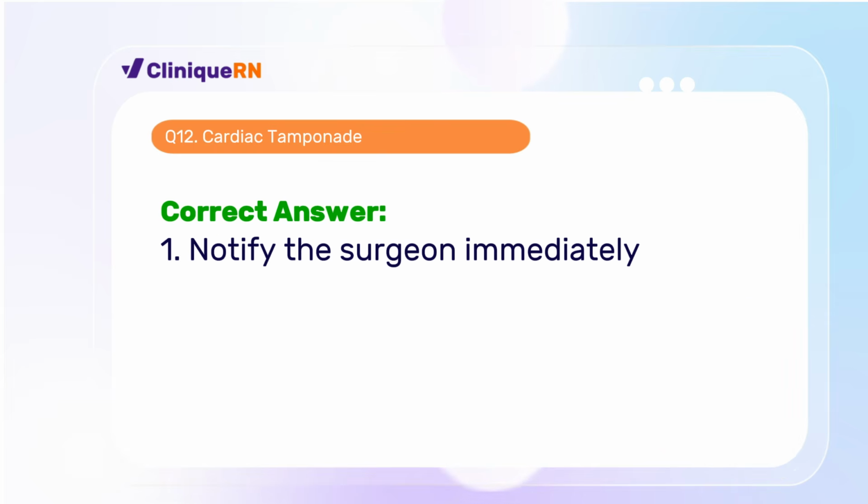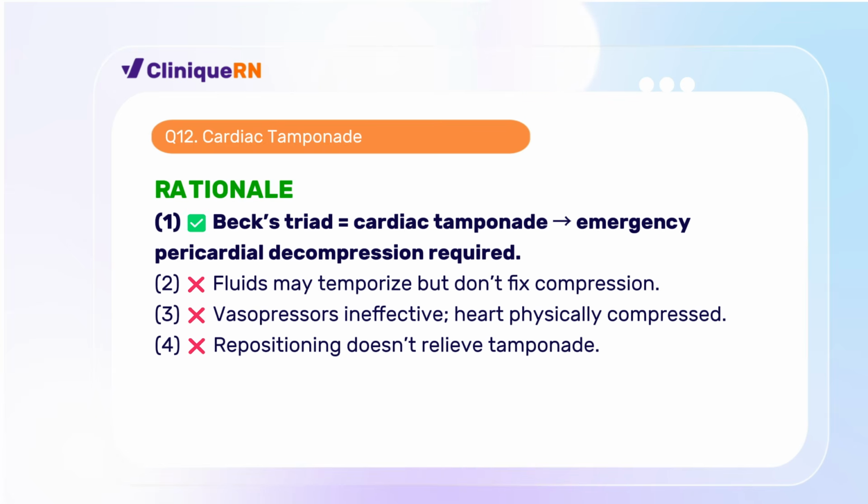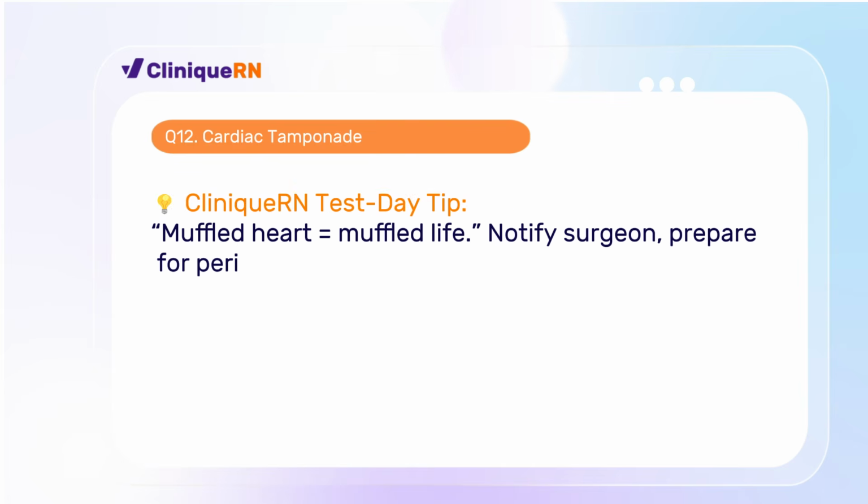The correct answer is 1. Notify the surgeon immediately. Rationale. 1. Beck's triad means cardiac tamponade, then emergency pericardial decompression required. 2. Fluids may temporize but don't fix compression. 3. Vasopressors ineffective, heart physically compressed. 4. Repositioning doesn't relieve tamponade. CliniqueRN tip. Muffled heart means muffled life. Notify surgeon, prepare for pericardiocentesis.